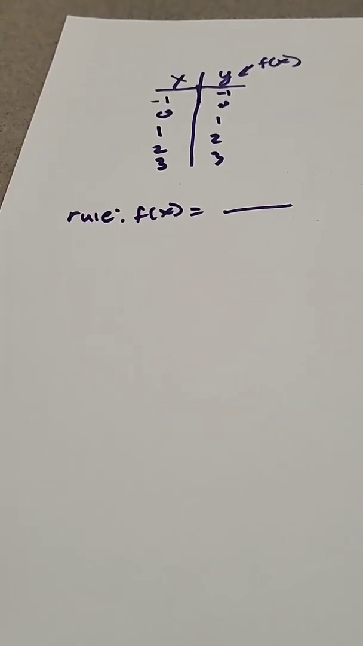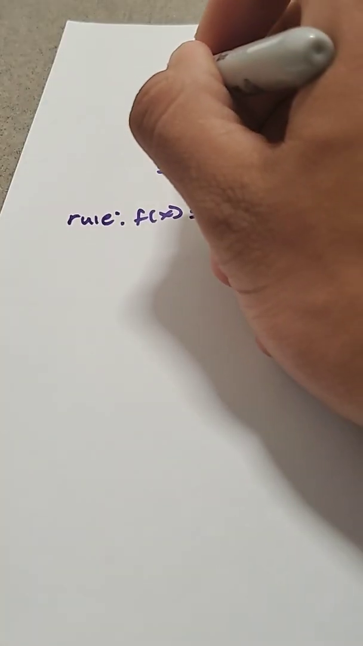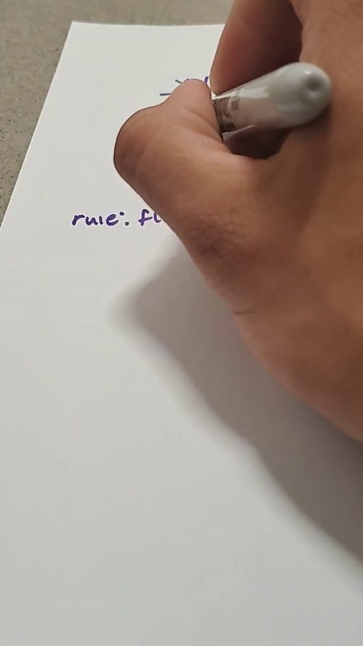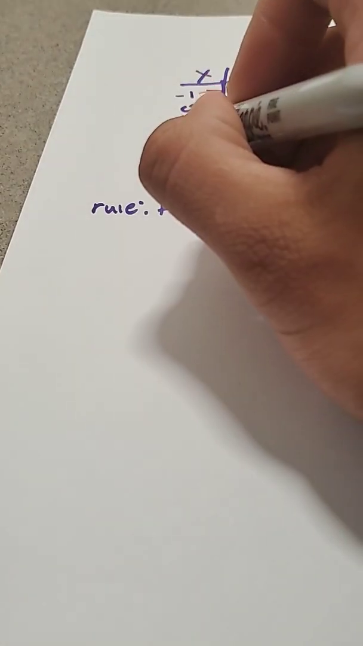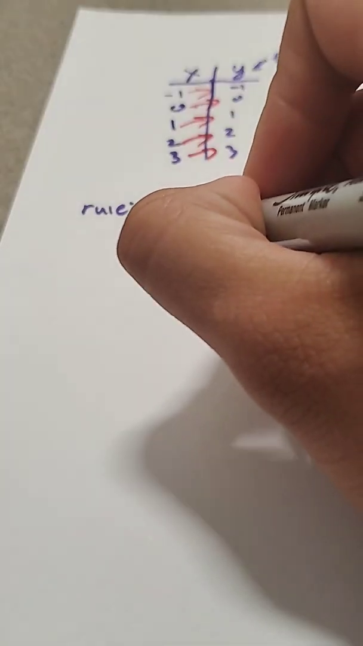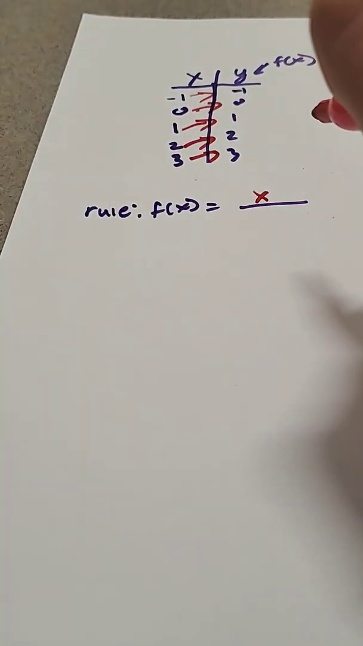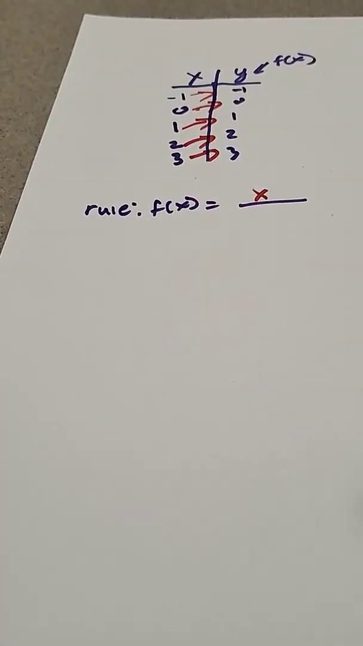To write the rule for the function, we're looking for a pattern. So if we input -1, we get spit out -1. We put in 0, it spits out 0. We put in 1, the function spits out 1. 2, 2, 3, 3. So what it seems like is for every input of x, we get the same output. So let's see if that's true. So f of x is equal to x. You guys are probably thinking.